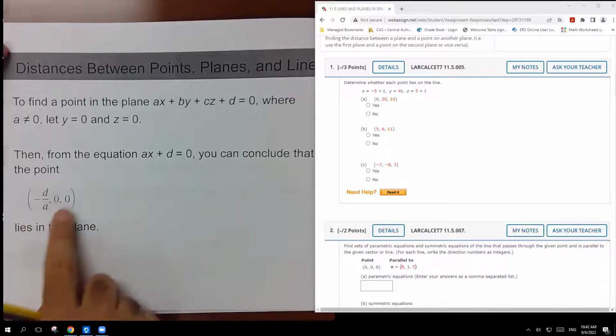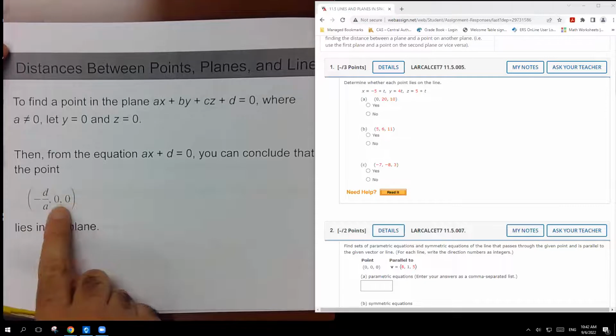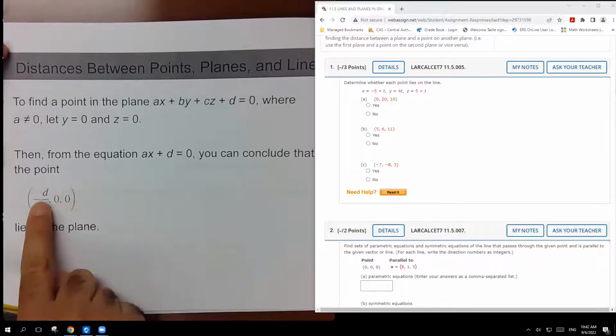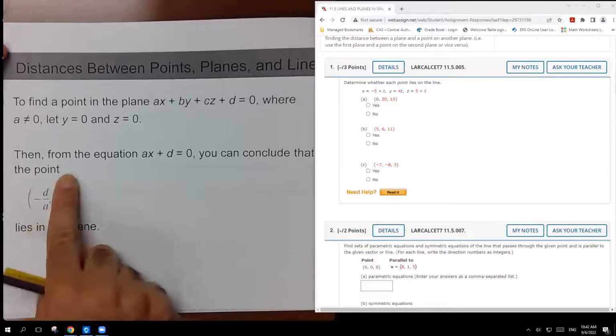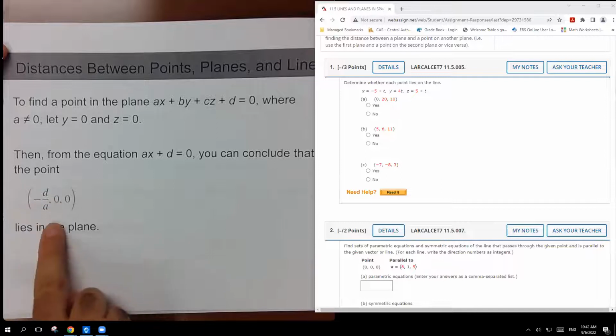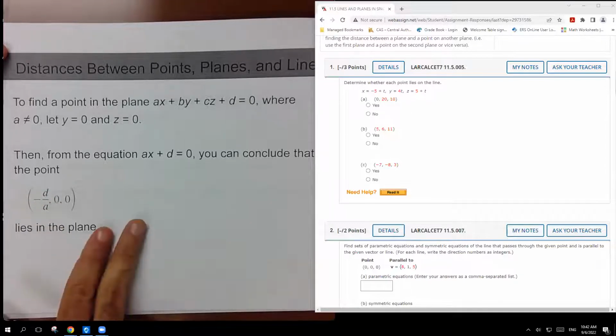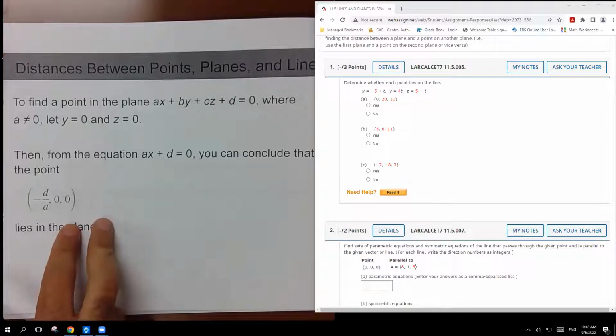So you see, always choose points like these. Make one of the coordinates equal 0, negative d over a. This is the easiest one to choose. Or you can just choose another point by plugging a number into the equation of the plane.